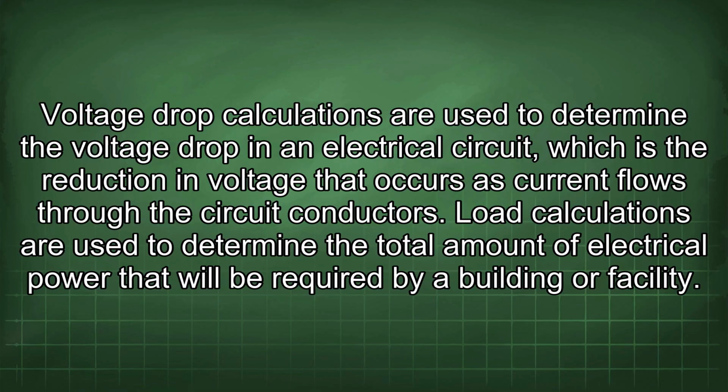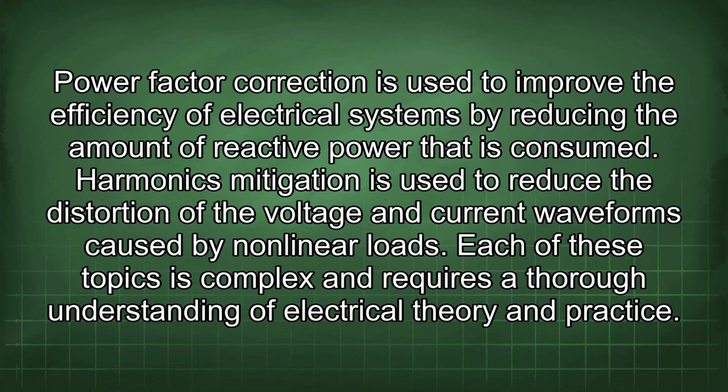Load calculations are used to determine the total amount of electrical power that will be required by a building or facility. Power factor correction is used to improve the efficiency of electrical systems by reducing the amount of reactive power that is consumed. Harmonics mitigation is used to reduce the distortion of the voltage and current waveforms caused by nonlinear loads. Each of these topics is complex and requires a thorough understanding of electrical theory and practice.